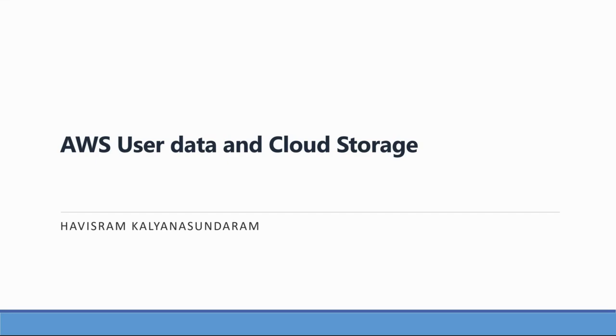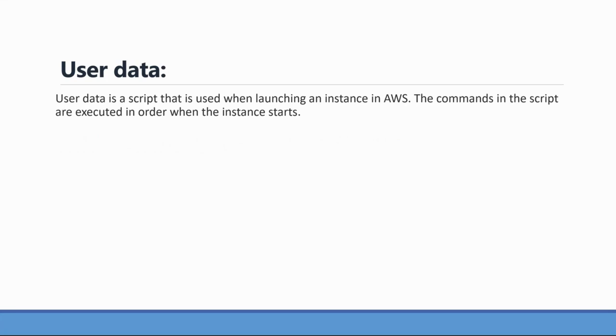Today we are going to see what user data is, how to use it, and what the usage of this user data is. User data is nothing but a script which is used at the launching of an instance. It will execute those commands in order when starting off the instance. As the description says, we are going to upload a script file in the user data box.